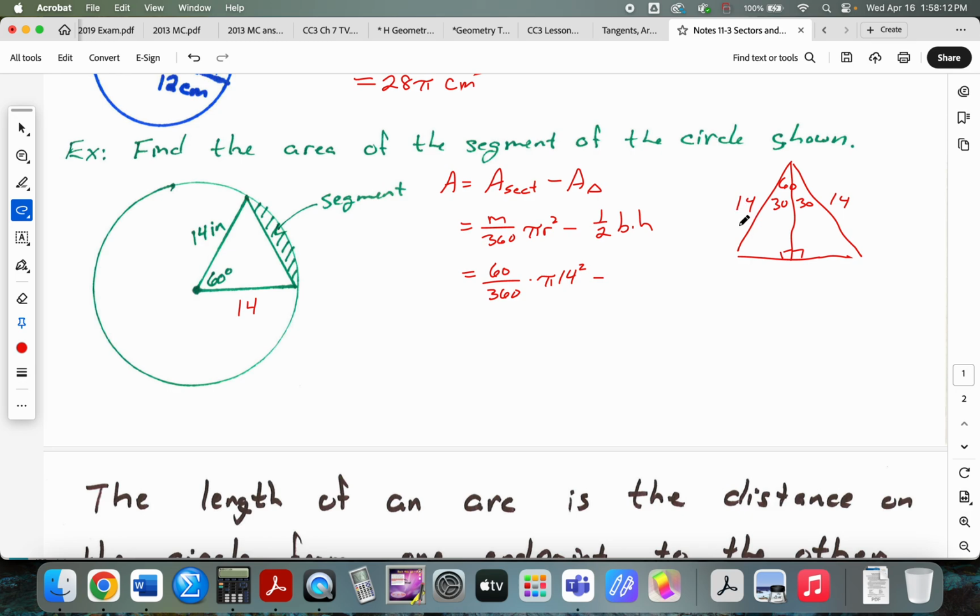Remember that the hypotenuse is twice the short leg. So the short leg is going to be half that, which is 7. So this part will also be 7. And then the long leg is the short leg times the square root of 3. So that's going to be 7 square roots of 3.